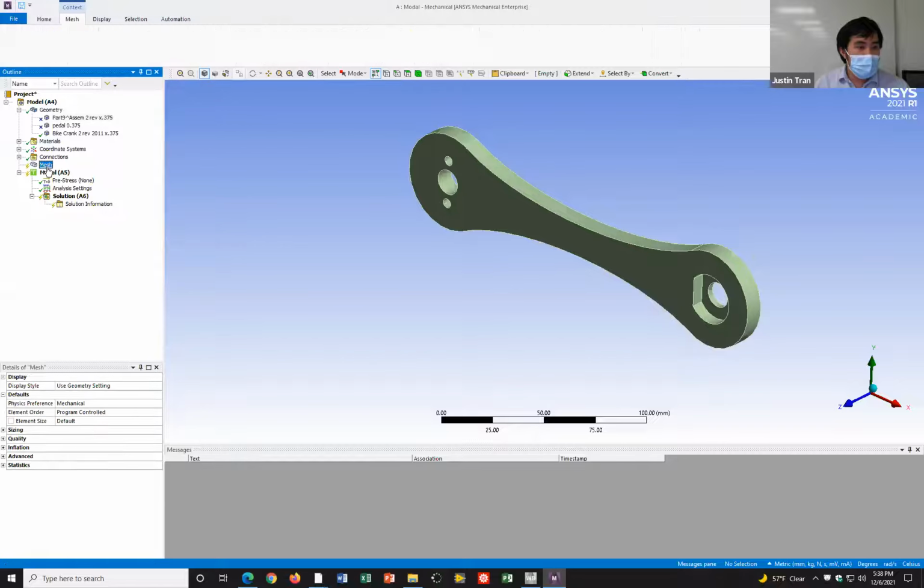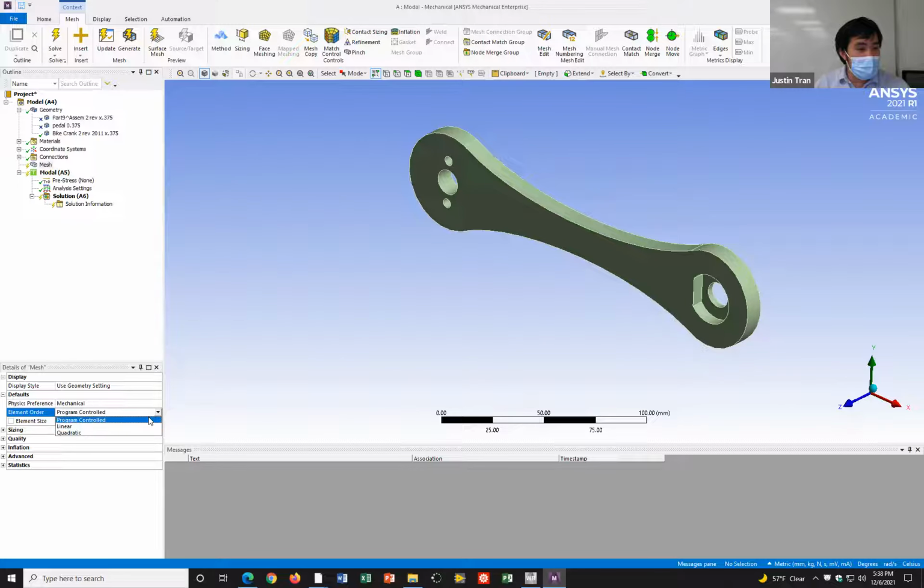Okay. For the mesh, I'm going to set the order as quadratic, just like we always do in a structural simulation. And then for the element size, I'm going to set it to be 2 millimeters. Okay. Let's go ahead and generate the mesh.